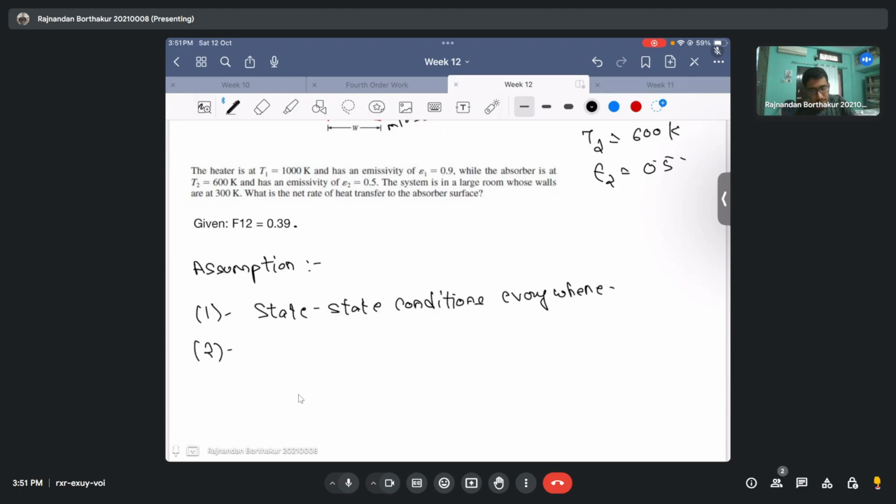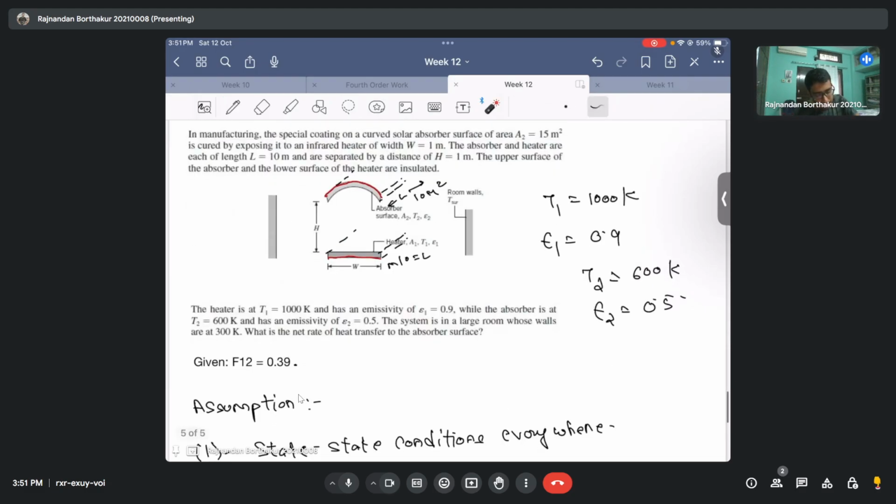Second assumption is, of course, that I only consider radiation in my picture. So there is no convection heat transfer taking place. There are no convection effects. Third assumption is that I say the emissivity of the heater is epsilon 1, and the emissivity of the absorber is epsilon 2, which is nothing but my hemispherical total emissivity, which means that my absorber and the heater surfaces are diffuse and gray.